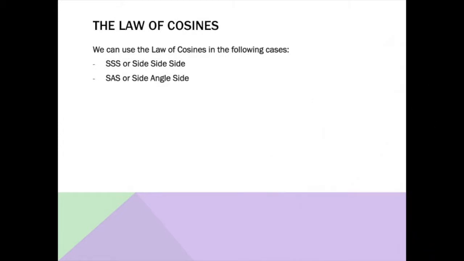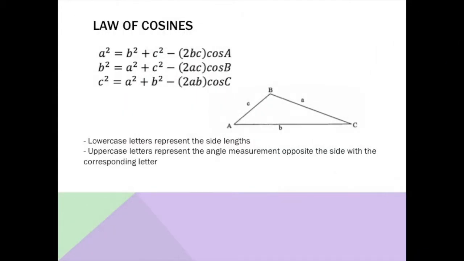Much like the case of the law of sines, there are certain scenarios in which we use the law of cosines. We can use the law of cosines in the case of side-side-side or side-angle-side. Much like the law of sines, the law of cosines is a plug-and-chug equation. Also like the law of sines equation, the lowercase letters represent the side lengths and the uppercase letters represent the angle measurement opposite the side with the corresponding letter.